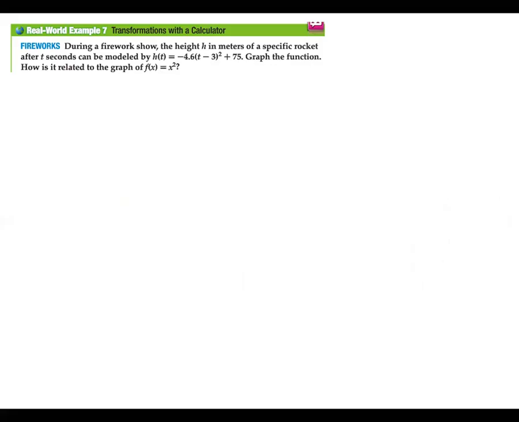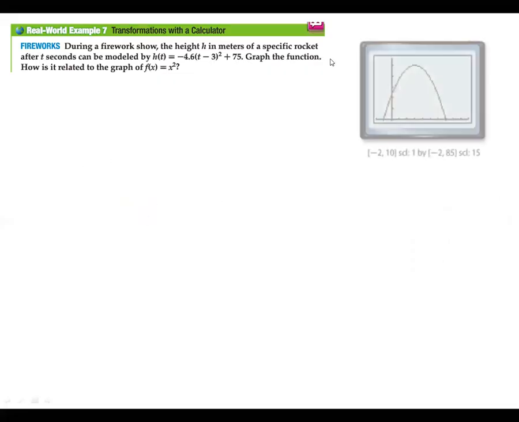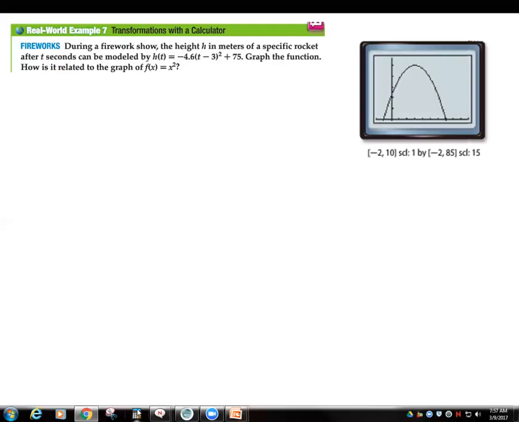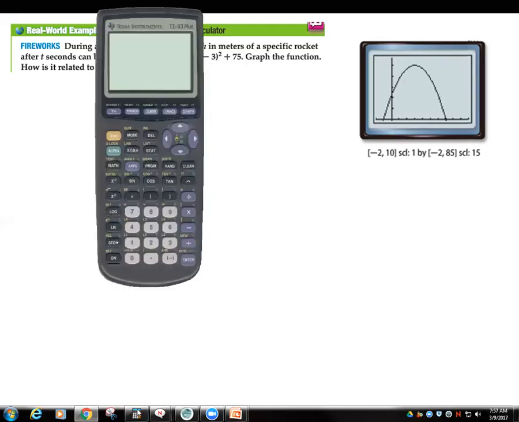So during a fireworks show, the height h in meters of a specific rocket after t seconds can be modeled by that equation. Graph the function. How is it related to x squared? Okay. Well, on a calculator, we can graph it, and I'll show you how to do that right now. So if you bust out your TI-83, let it load up.